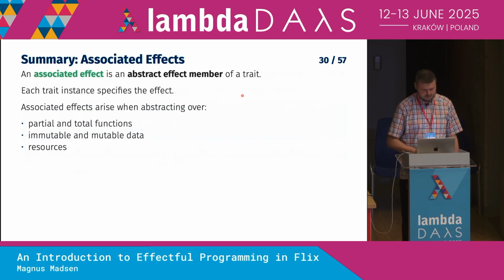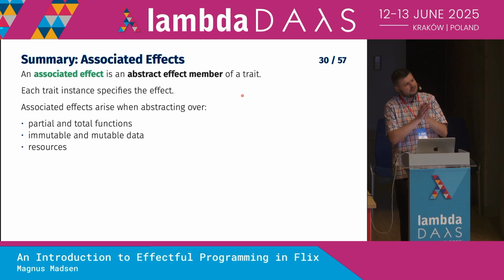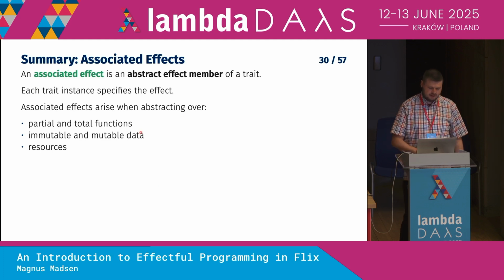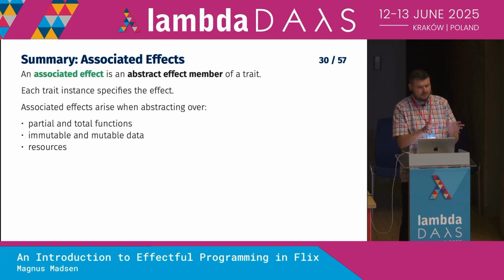Okay, so that was associated effects, and I show this to illustrate that adding effects also means thinking about the abstraction mechanisms in your language. How will they interact with effects? And we use these when you want to abstract over partial and total functions. That was the division example. But also abstracting over mutable and immutable data, because mutable data has heap effects. So we need to deal with that. And also in general when abstracting over resources. So different kinds of sockets and files and these kinds of things.